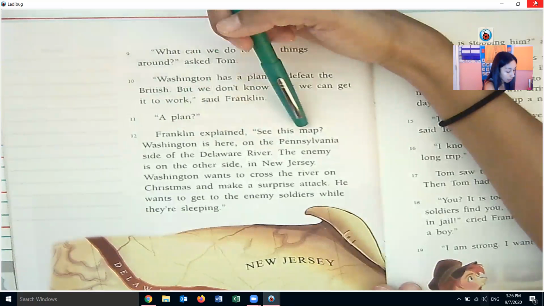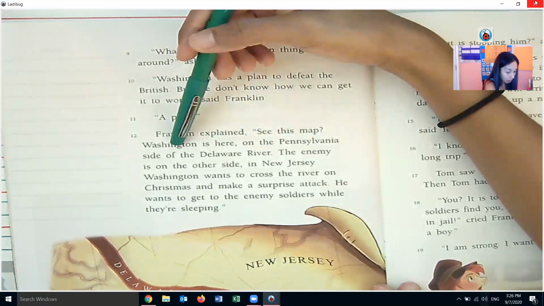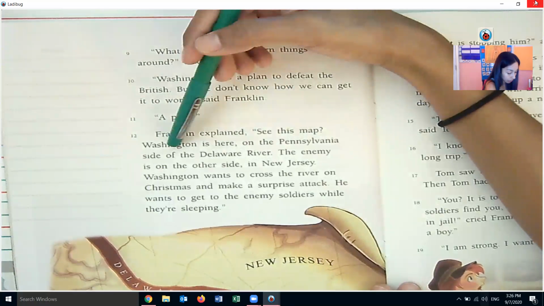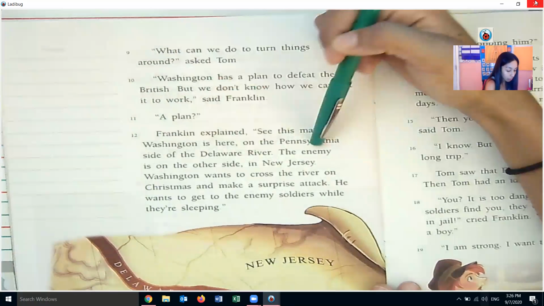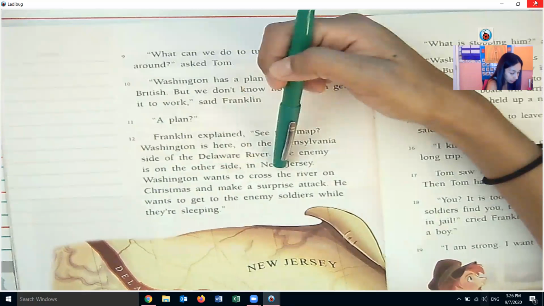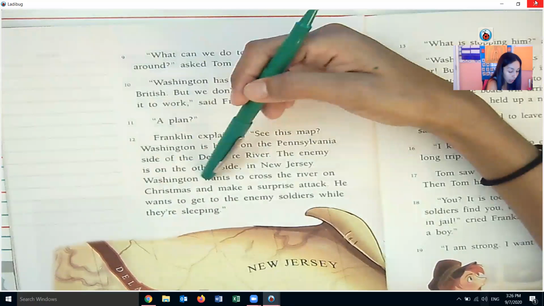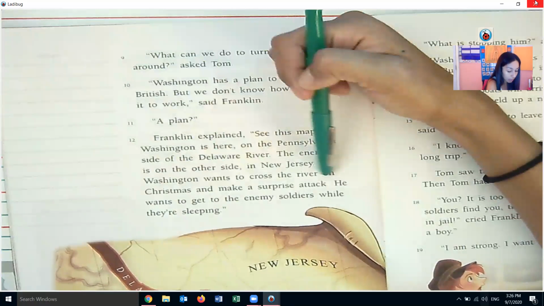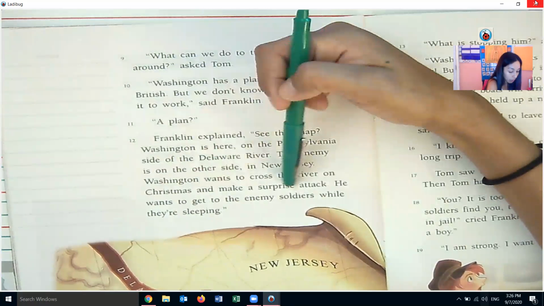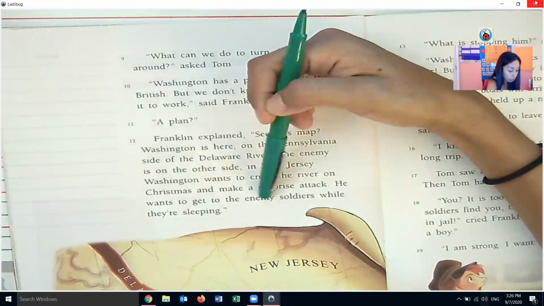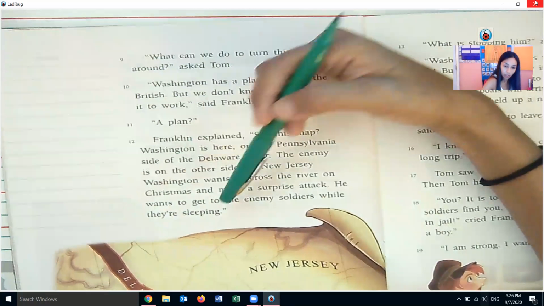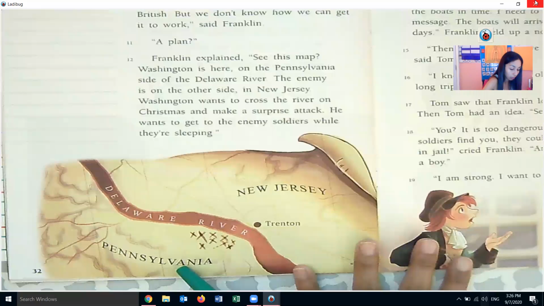"A plan," Franklin explained. "See this map? Washington is here on the Pennsylvania side of the Delaware River. The enemy is on the other side in New Jersey. Washington wants to cross the river on Christmas and make a surprise attack. He wants to get the enemy soldiers while they're sleeping." They just have the picture here, so they need to go across.